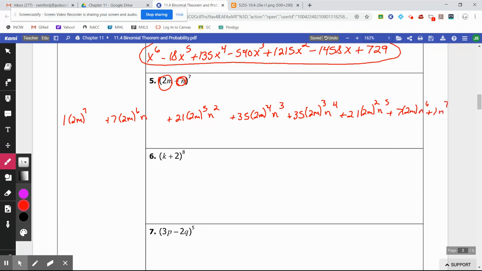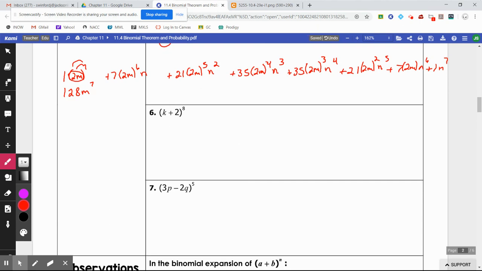And now the rest of it is cleanup. Reminder that to raise 2m to the 7th power, there's no plus signs there. We can just simply raise each of those to the 7th power. So we're going to have 2 to the 7th, which let me multiply that out, which is 128. So we have 128, and we also have m to the 7th, which is just simply m to the 7th.